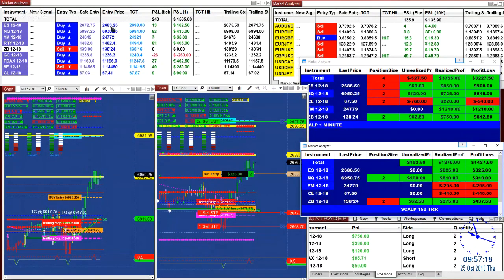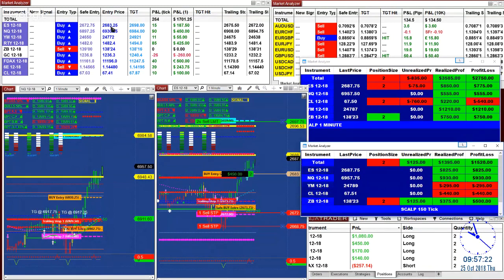The entry on the ES, all of it is based on the market analyzer, 1 minute and one lot only. The entry is 83.25, target 698. We still have a long way to go.